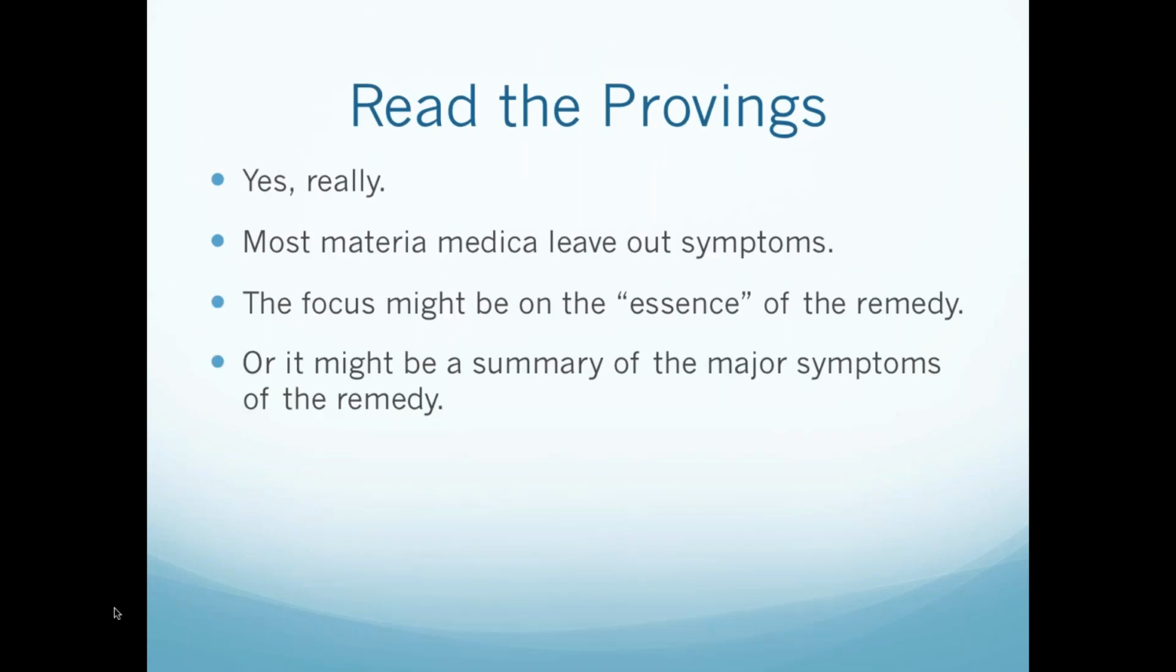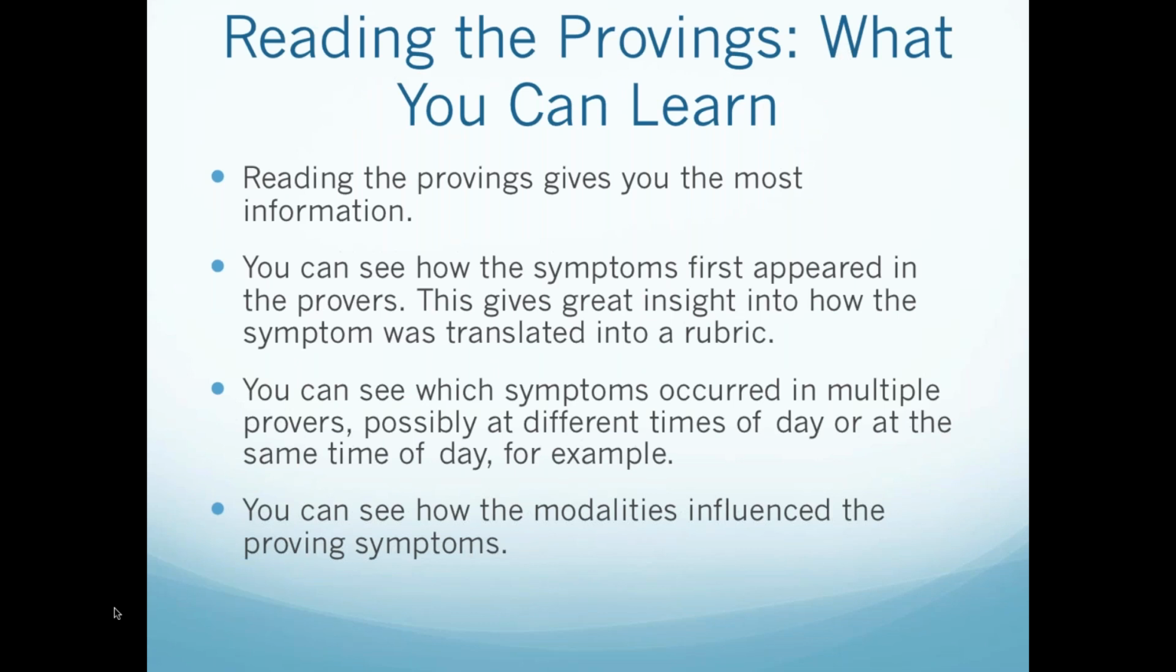So read the provings. Most materia medica that you look at leave out the symptoms. Some will just give you the essence of the remedy. They'll focus a lot on the behavior, or they might just summarize the major symptoms. But what you're looking for might be a really small symptom that isn't going to show up in these materia medica. So reading the provings gives you the most information.